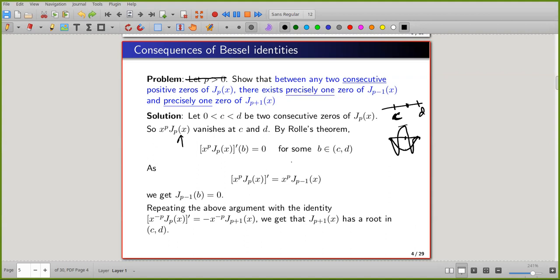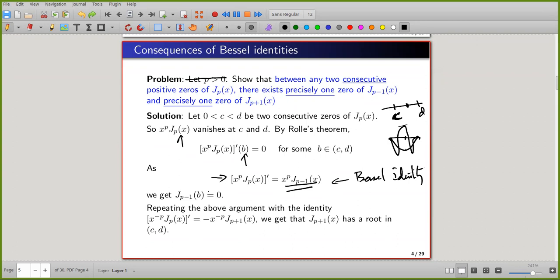And this follows from one of the Bessel identities. This vanishes at b. That's what we just saw here, and therefore this thing vanishes. Since b is positive, it means that b to the power p cannot vanish. Therefore, we get that J_{p-1}(b) is 0.